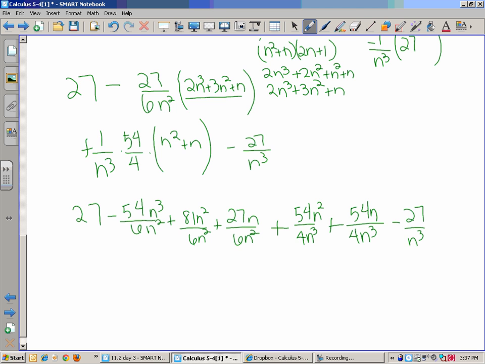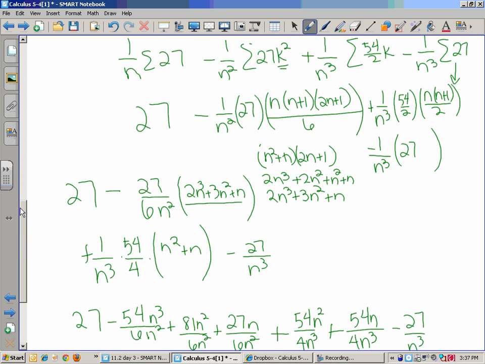Okay, so the one place I think I have to double check. So this gives me n squared plus n squared plus n, and I'm going to multiply that by 2n plus 1. So I get 2n cubed plus 2n squared plus n squared plus n, and that's all over 6. So I pulled out the 6 and the 27, and the 6n squared is here, and then this becomes 2n cubed plus 3n squared plus n. So far, so good.